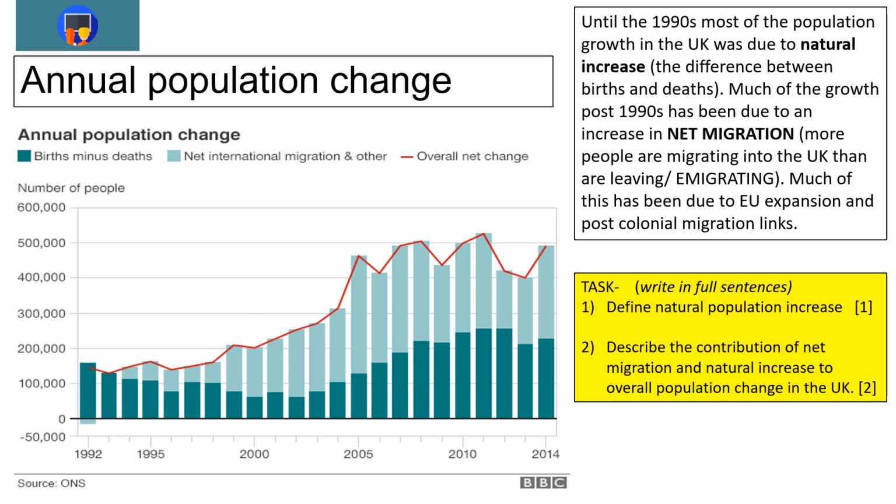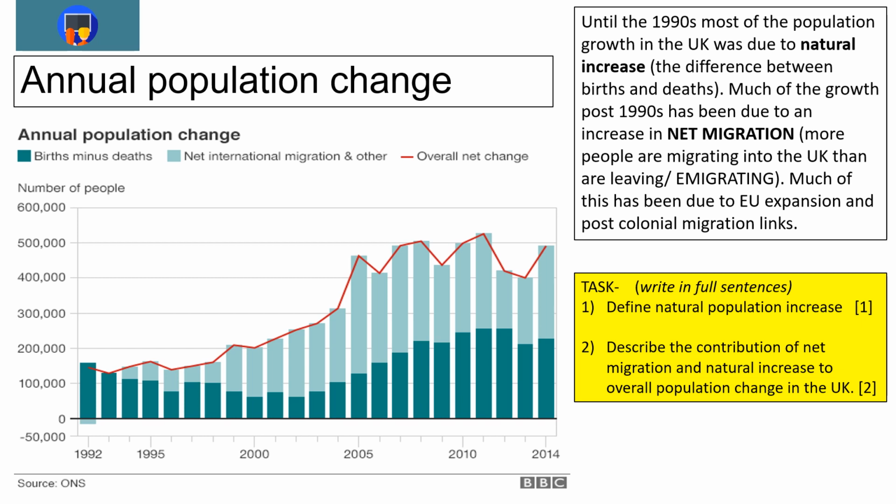Turn to page 3 of your workbook, please. This graph shows annual population change. We can see along the x-axis we've got the years 1992 to 2014. Along the y-axis we've got minus 50,000 up to 600,000. This graph shows overall change in the UK's population, which is shown by a red line.